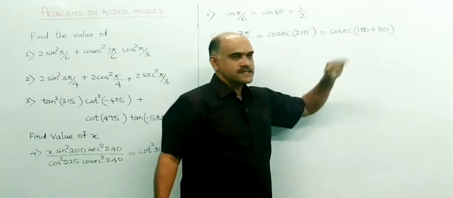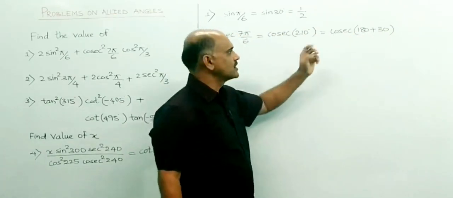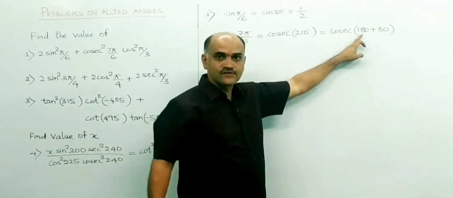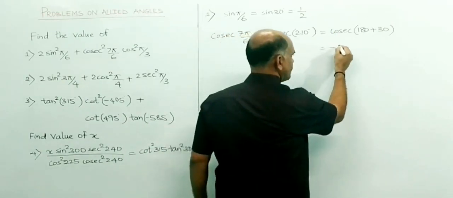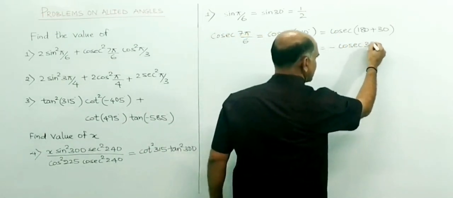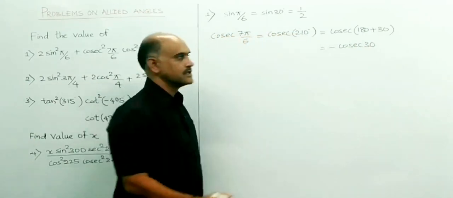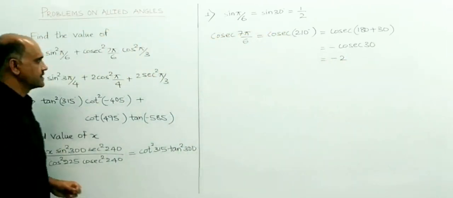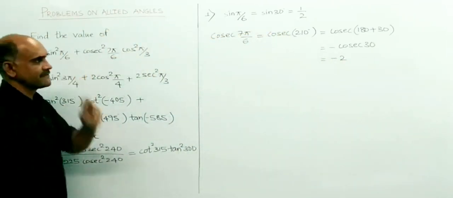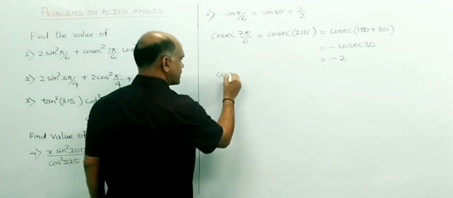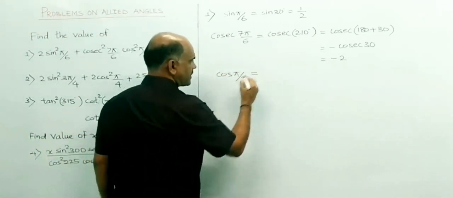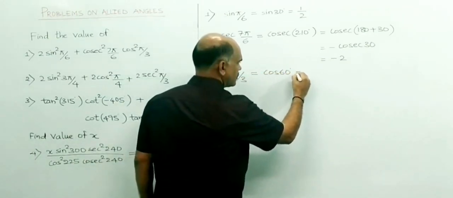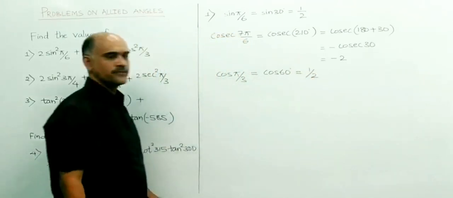So now 180 plus means it is in third quadrant. In third quadrant cosec is negative. We leave this 180. So you will have minus cosec 30. So cosec 30 is 2. So this is minus 2. Similarly, third if I take cos pi by 3. So pi by 3 is 60. So this is cos 60. Cos 60 is again 1 by 2.